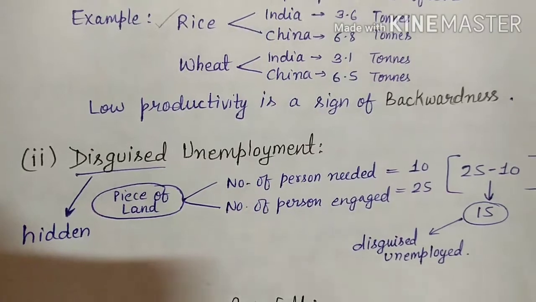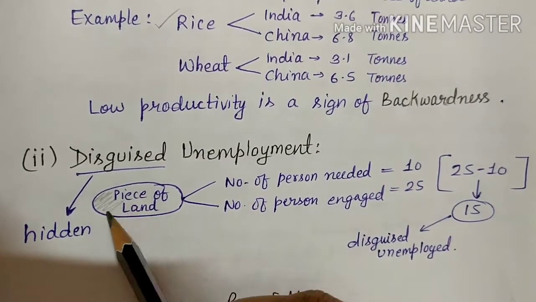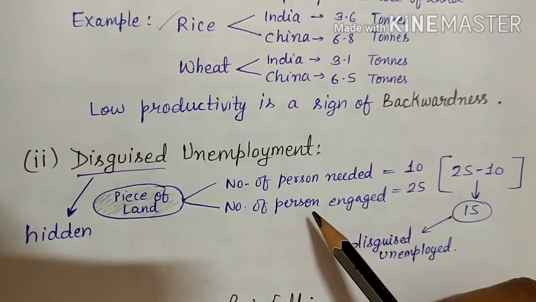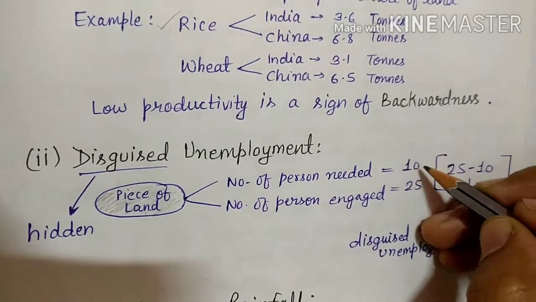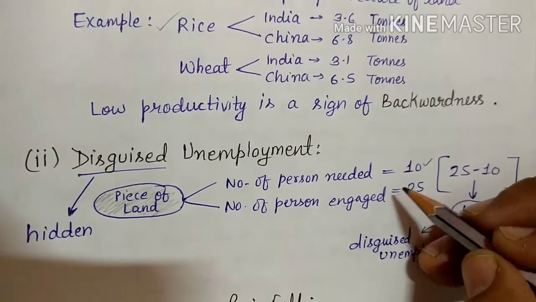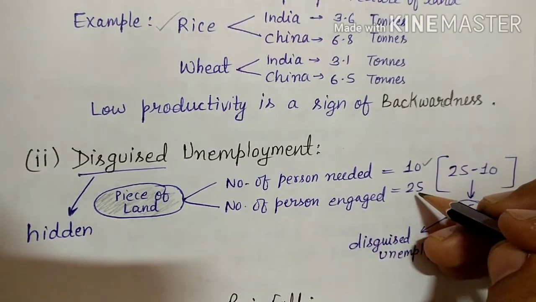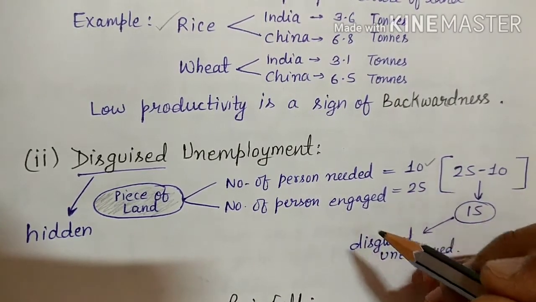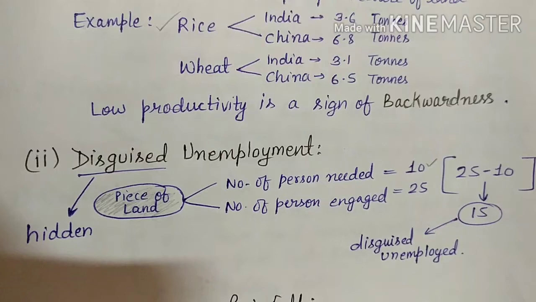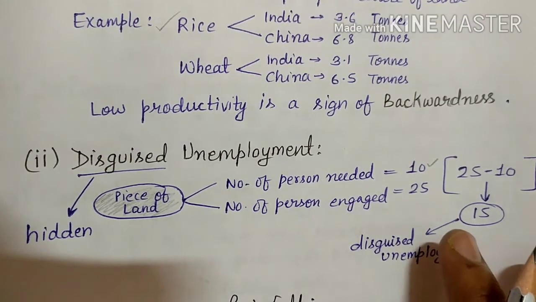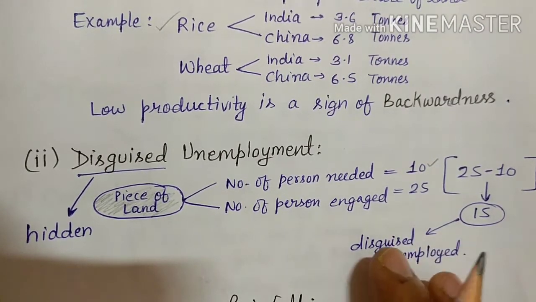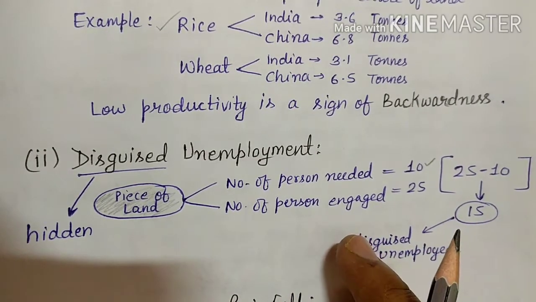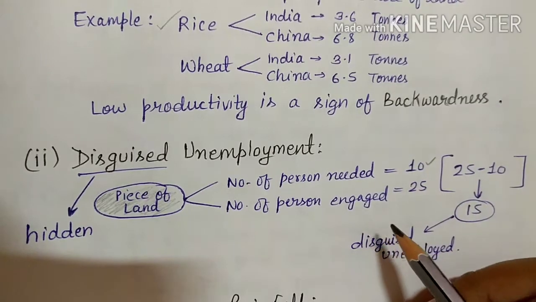Actually, to take an example, suppose there is a piece of land. What is there? A piece of land. And in that piece of land the number of persons required, or you can say needed, is 10. How many do we need? 10. But how many persons are engaged in that land? 25. Usually you can see that one family is engaged in farming, so all the family persons come to do that work. Largely at that time, and even today, those who are engaged in farming, or you can say the agriculture sector, have what? Large families, many family members.